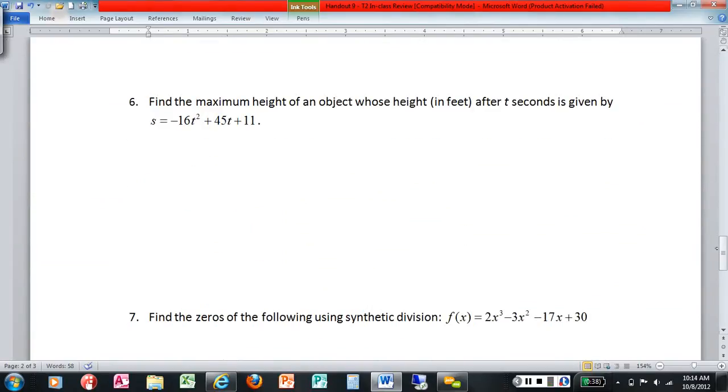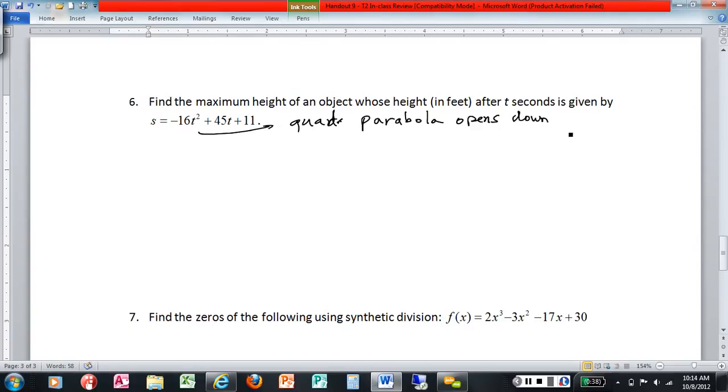Well, on the last page, I've got a couple other review problems for you. This is one always asked on this test here. Find the maximum height of an object whose height is given. So we're back here to the quadratic function. We have a quadratic, and we're not going to graph this one, but if I did, since it's a quadratic, it's a parabola. And which way is it opening? Opens down, right? And so just a real nice little sketch there. Since this is a quadratic, it's a parabola that opens down because of the a being a negative 16.